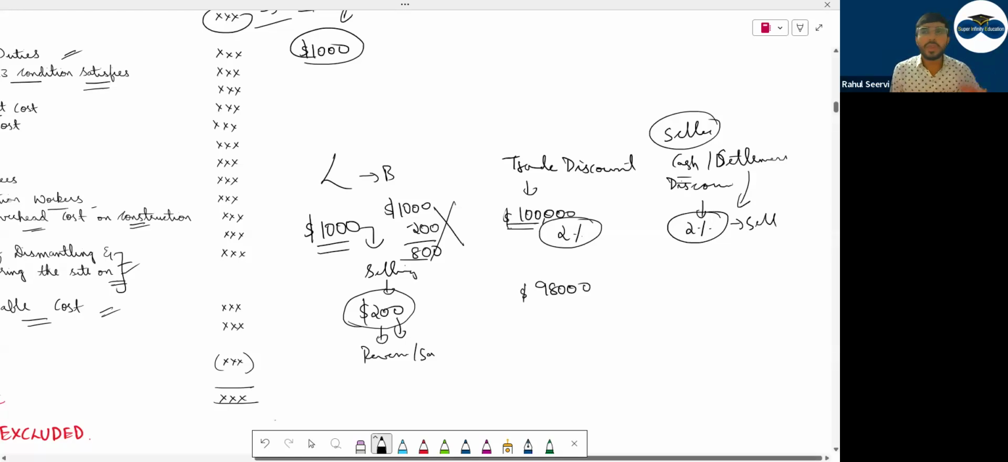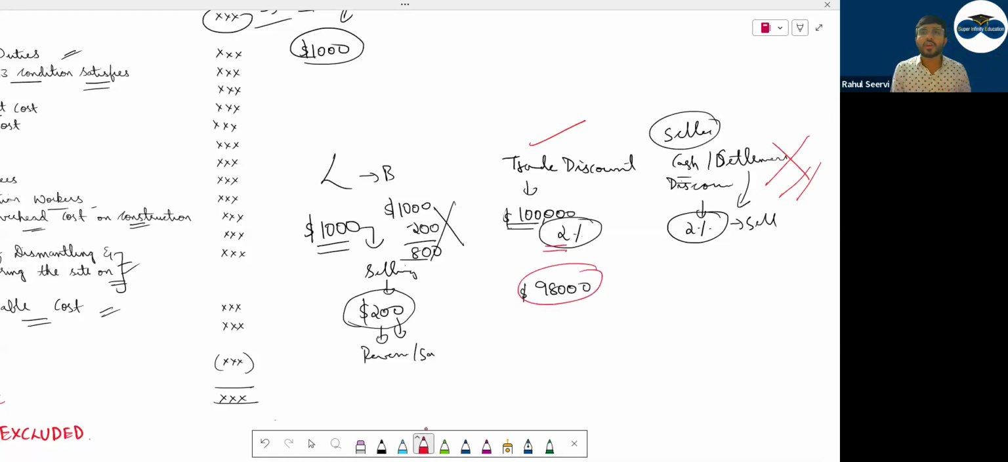Now coming to PPE under cost. In cost, you can include trade discount. Cash discount will not be included. Trade discount you will include. That means you will reduce this. Include means you will reduce and record the value. Will you reduce settlement discount? No. You should not do this.